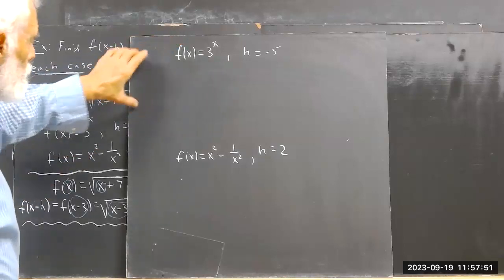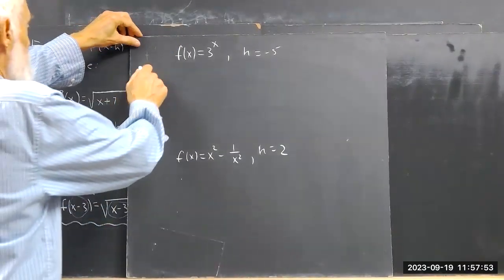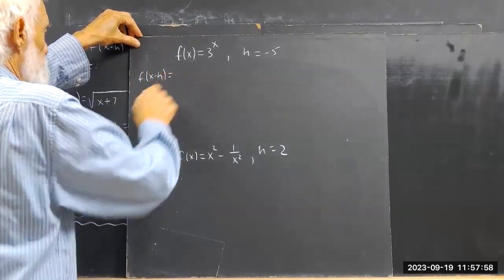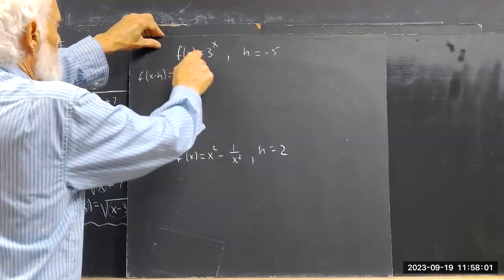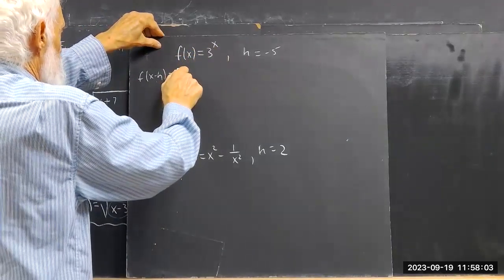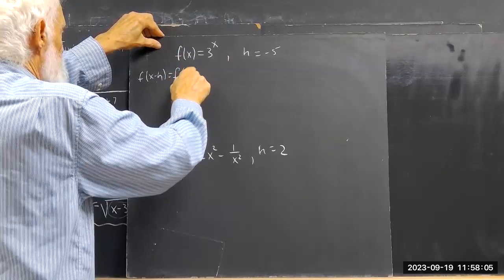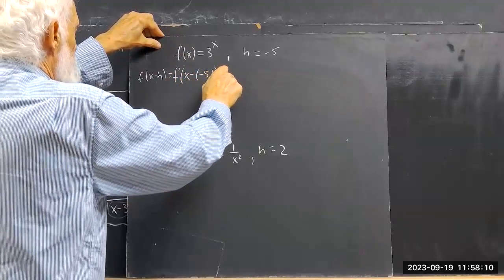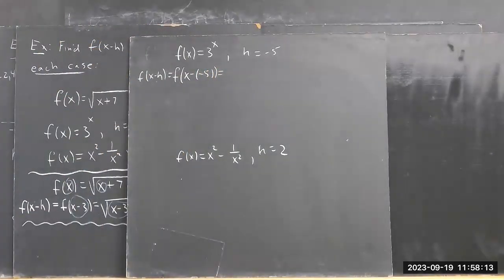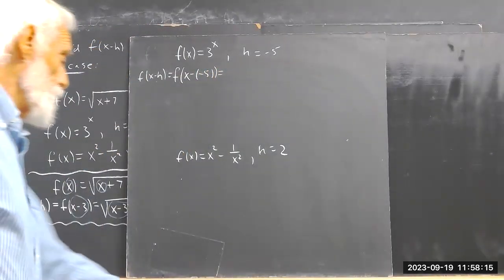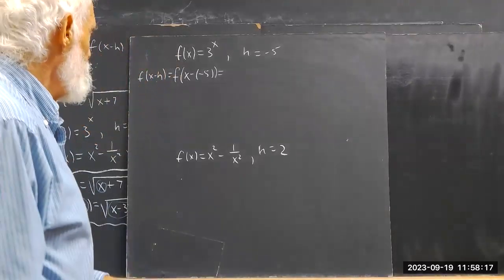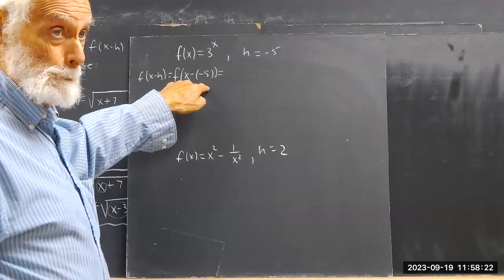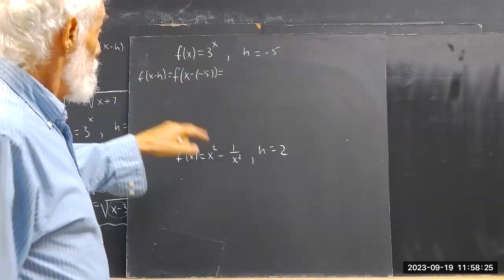Now, I left myself a little more room to the left here so I can write out my f of x minus h equals. And then underneath my f of x equals 3 to the x, I can say, okay, f of x minus negative 5 equals. All right. I don't want to do another step, but at the end, x minus negative 5 will become x plus 5, won't it? Okay, so you got to be careful about that.